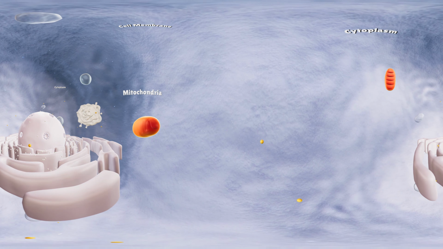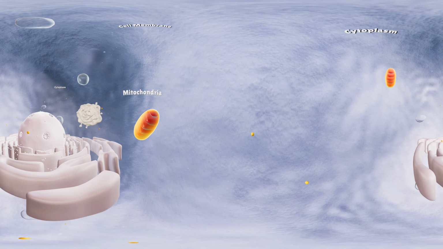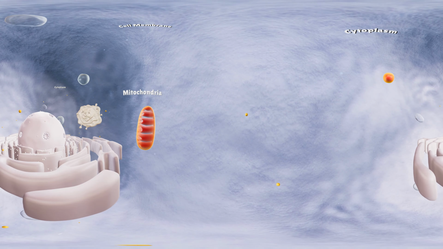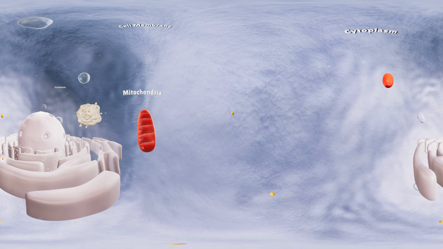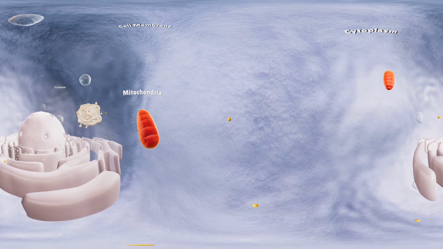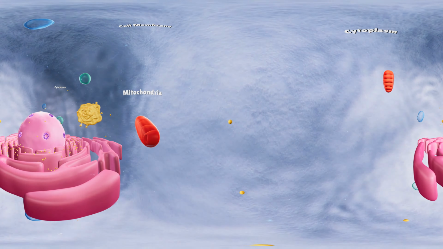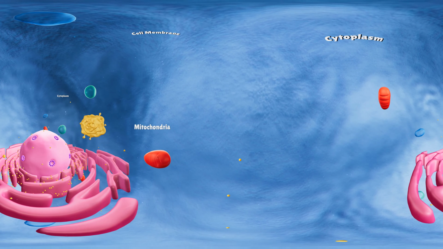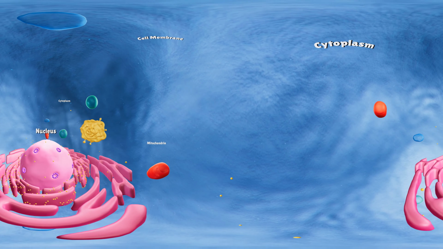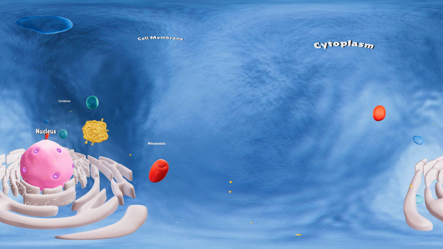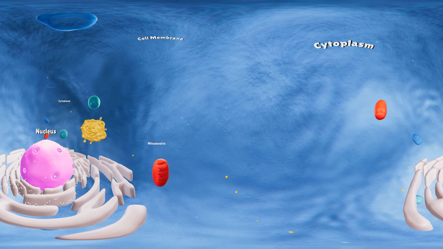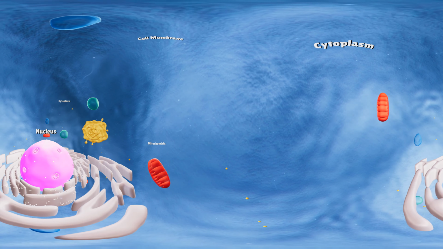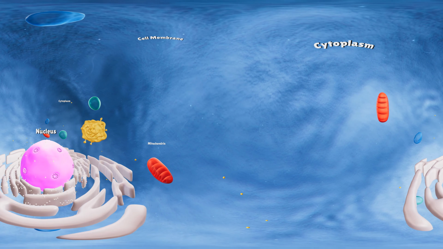Let's take a look at the main organelles that make up a cell. To start with, something needs to provide power to the cell. This is the mitochondria, and the mitochondria is also known as the powerhouse of the cell. And now, for the most important part of the cell, the nucleus. This organelle is also known as the brain of the cell. It contains most of the cell's genetic material.